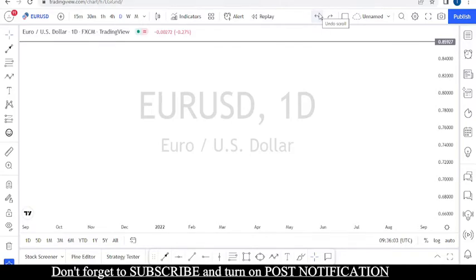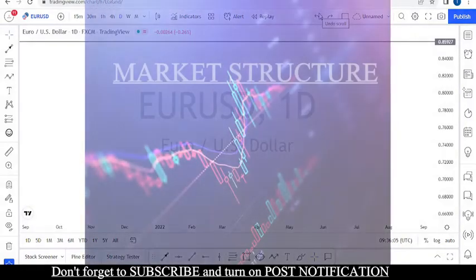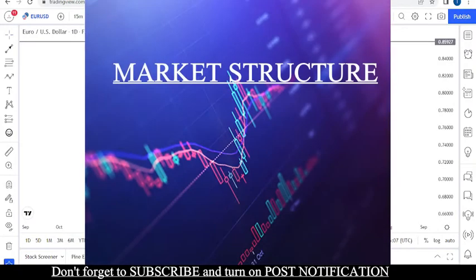And how do we do that? First, you need to understand the concept of market structure. I've not talked about market structure on this channel. Maybe I'll do that in the nearest future. But before then, let's focus on the task at hand. First of all, you need to understand the concept of market structure. You need to understand the way price behaves. You need to understand price action, right?